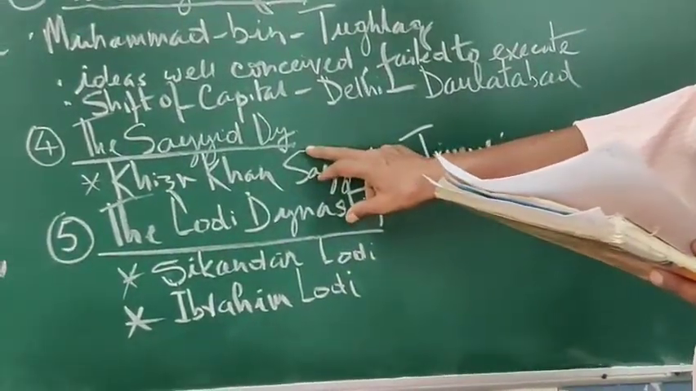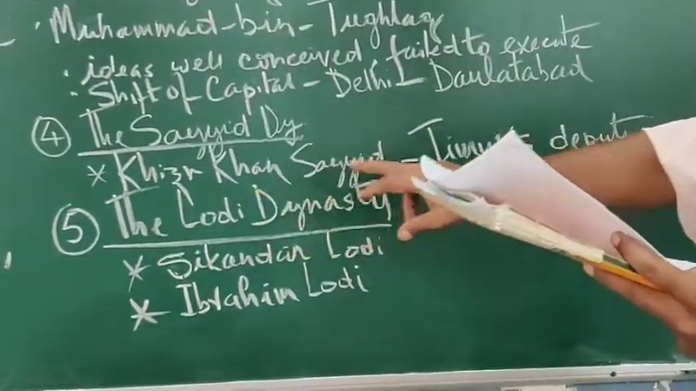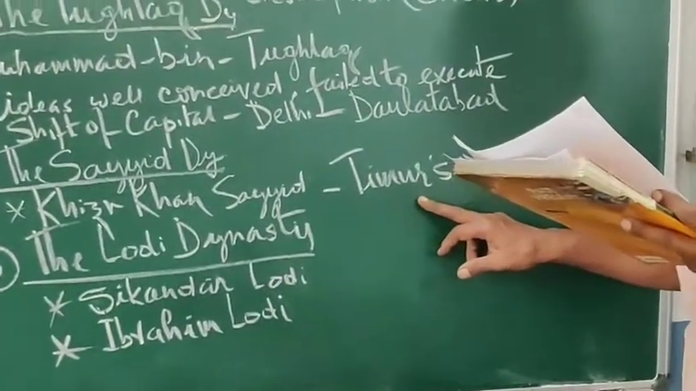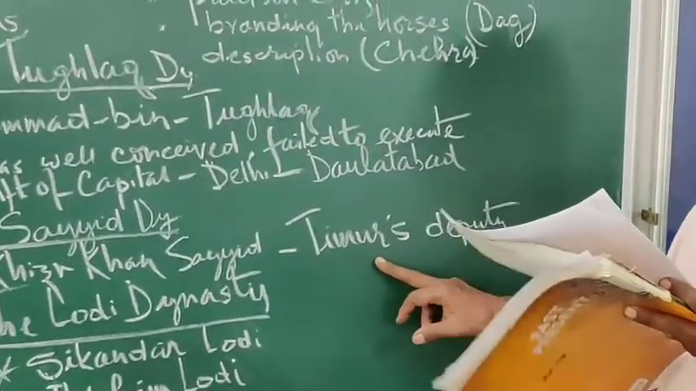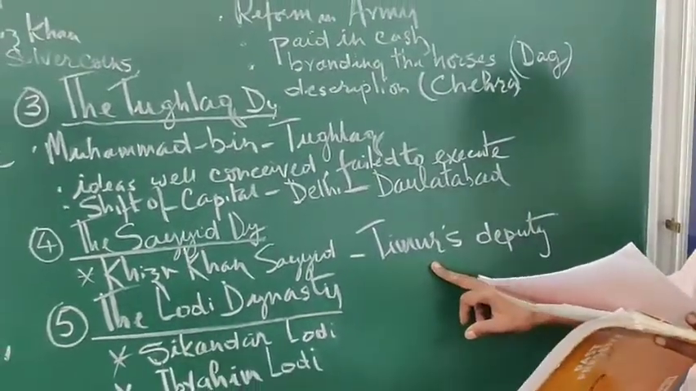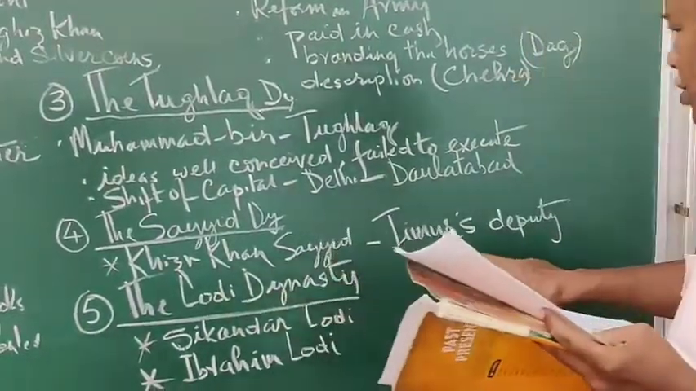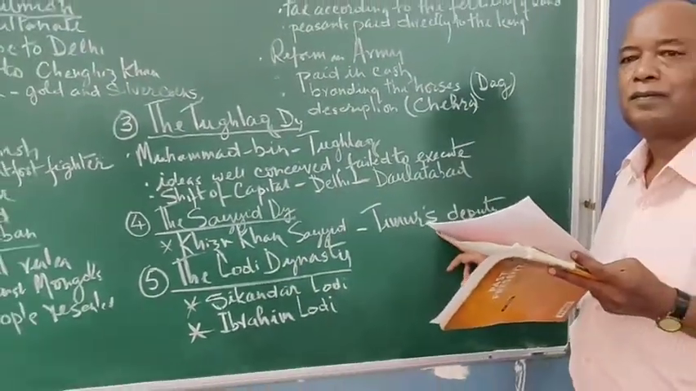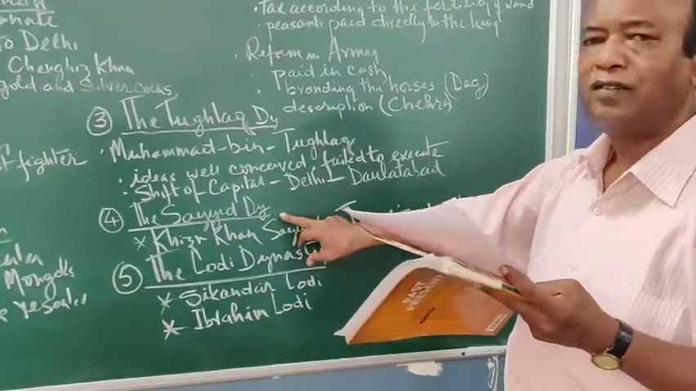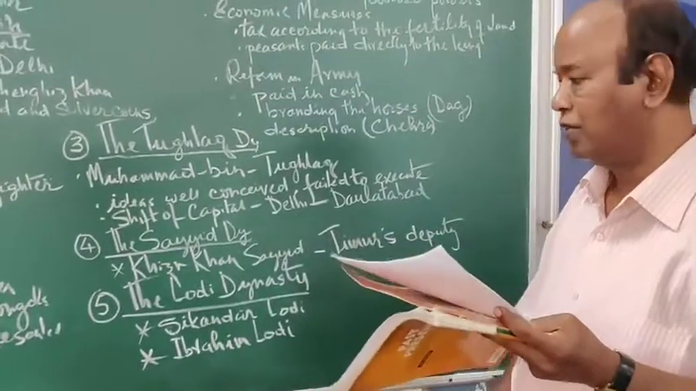The next dynasty was the Sayyid dynasty. Khizr Khan Sayyid came after Taimur, another king who had come to India. Taimur plundered much wealth from India and went back to his country. Before he went back, he appointed Khizr Khan Sayyid his deputy of Multan and Lahore, and he went away. So the Sayyids ruled for a very short time. The Sayyid dynasty lasted only 30 years.